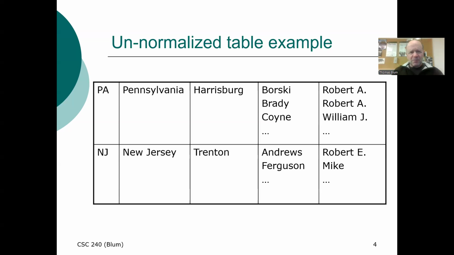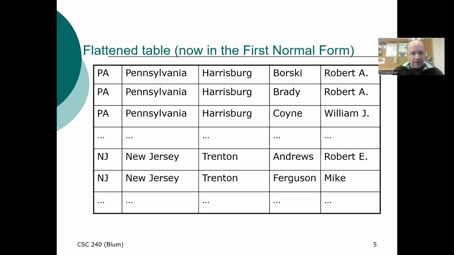Here I have some imagined table where PA is the state Pennsylvania spelled out, its capital is Harrisburg, and then there are some people in my database associated with that. And then under that, I have the same for New Jersey. But you can see within the last names and the first names, I have some multi-valued fields, some kind of list of last names, some list of first names. And we don't want that.